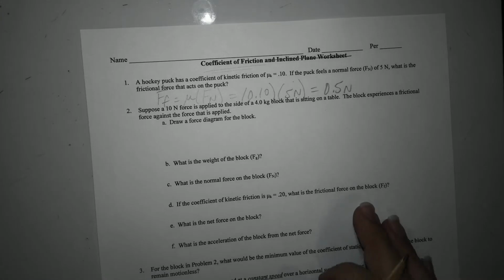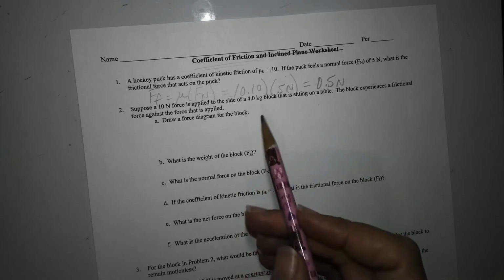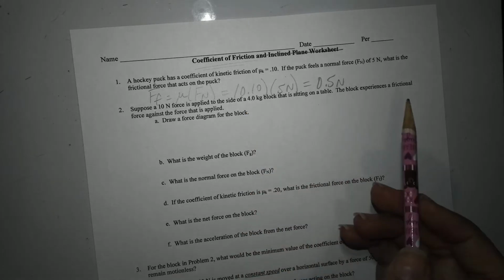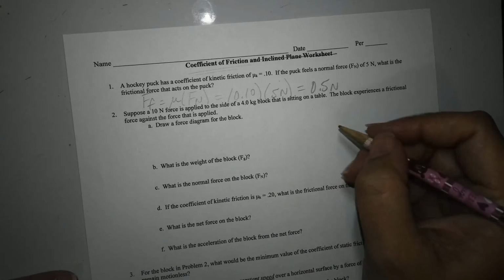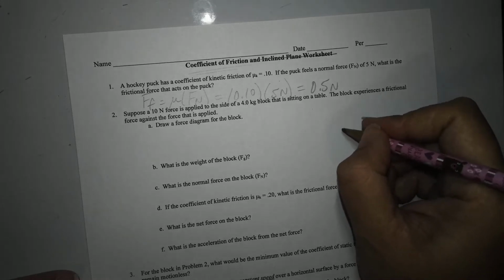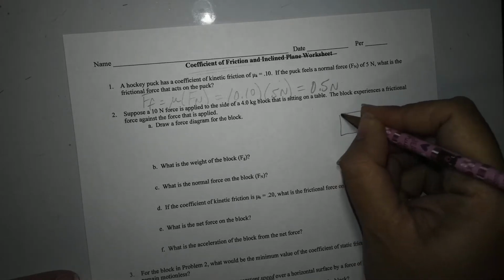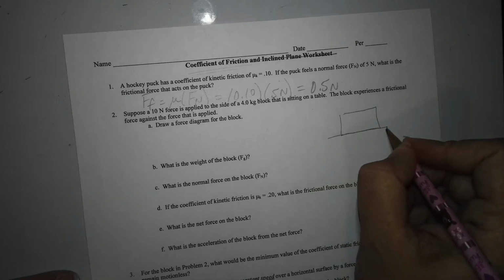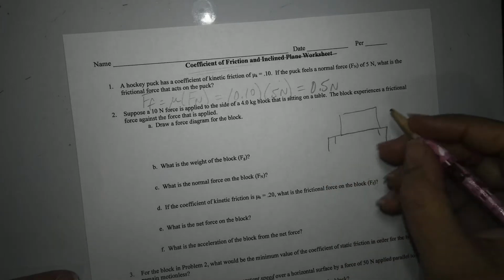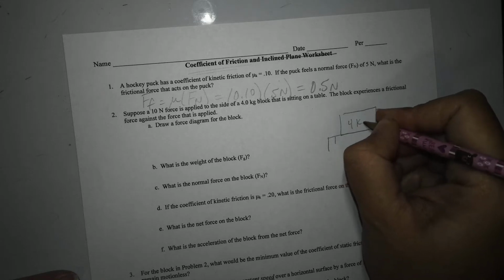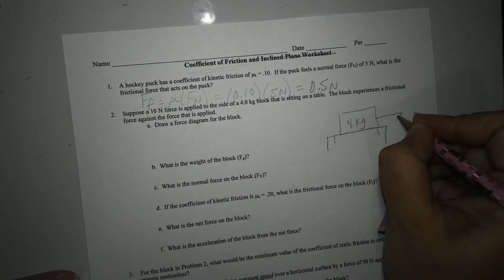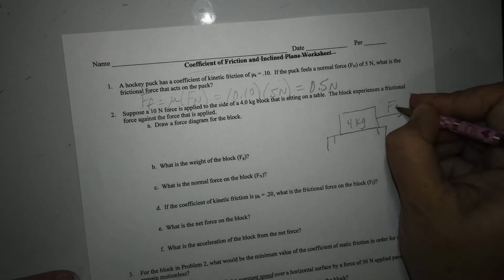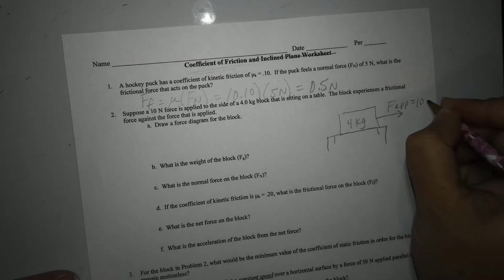All right, number 2. Number 2 says, suppose a 10 newton force is applied to the side of a 4 kilogram block that is sitting on a table. The block experiences a frictional force against the force that is applied. So I'm going to draw my free body diagram over here. So we have a block that is on a table. Should I draw little legs? You know it's a table. Oh, that's beautiful. And we know that the mass of this block equals 4 kilograms. We also know that there's a 10 newton force applied. Just for the sake of it, I'm going to put it to the right. So my force applied equals 10 newtons.